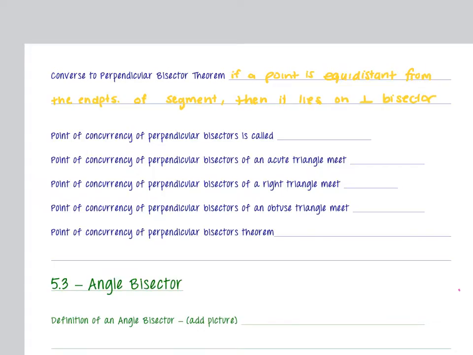Right? Yeah. That a point that lies on the angle bisector is equidistant from the sides.